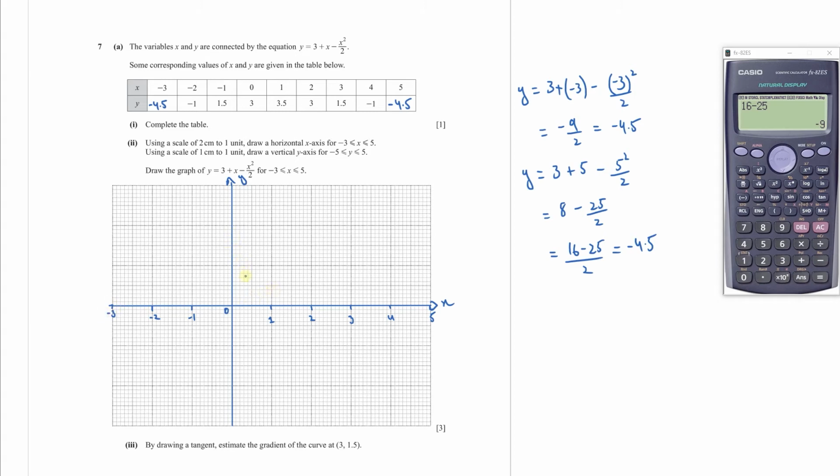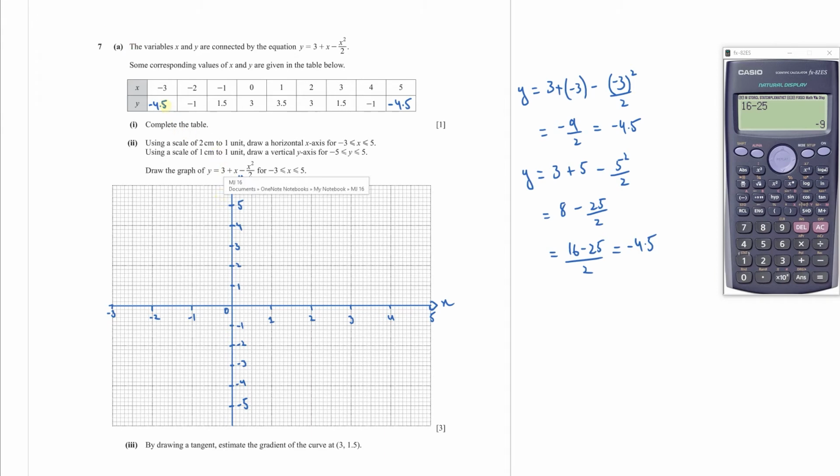And then on y-axis, I have 1 to 1. So this 1 centimeter will represent 1, 2, 3. This one will be 4. And this here will be 5. And this here, minus 1, minus 2 will be this one, minus 3, minus 4, and minus 5.